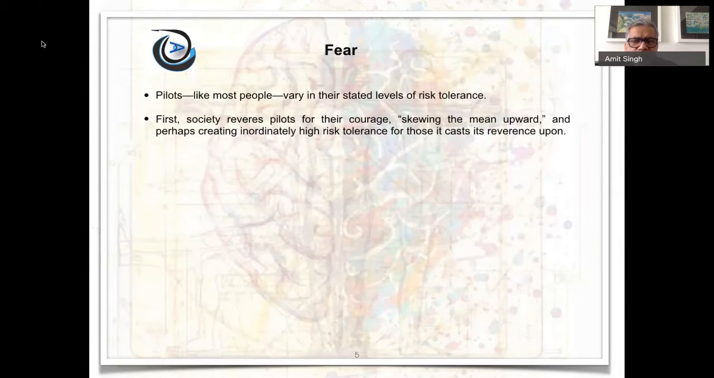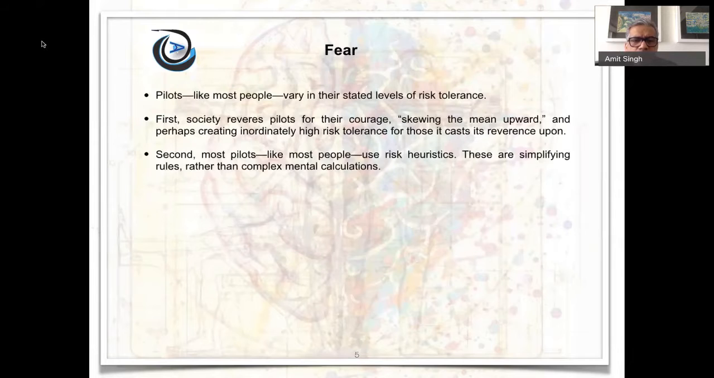Second, most pilots like most people, use risk heuristics. These are simplifying rules rather than complex mental calculations. Like everybody, 70% of the time we are in thinking mode. Rest of the time we apply our cognitive skills. But in thinking mode, we have certain heuristics, preset rules which we have decided and simply implement them. They may be right or wrong based on our experience. Not everybody has the same heuristics.